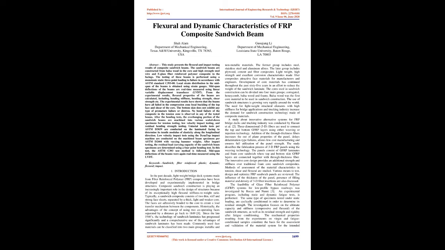After the bending tests, the overhanging portion of the sandwich beams are machined into various scaled-down specimens for tension testing, low-velocity impact testing, and residual bending strength testing. Uniaxial tensile tests per ASTM D3039 are conducted on the laminated facing to determine its tensile modulus of elasticity along the longitudinal direction. Low-velocity impact tests using the DynaTup impact machine are conducted on the machined beam specimens per ASTM D2444 with varying hammer weights.